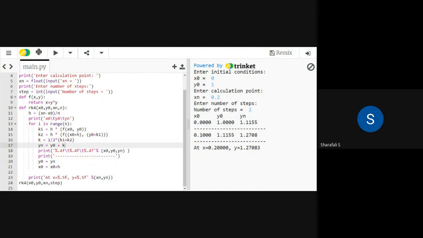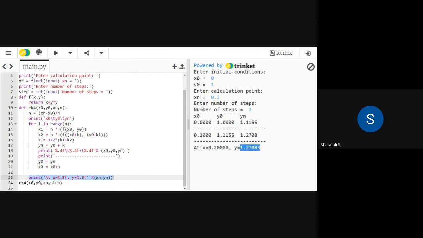And the final print instruction will print this particular text: at x equal to 0.2, we have y equal to 1.2708. That is what we obtained in the theoretical calculation.